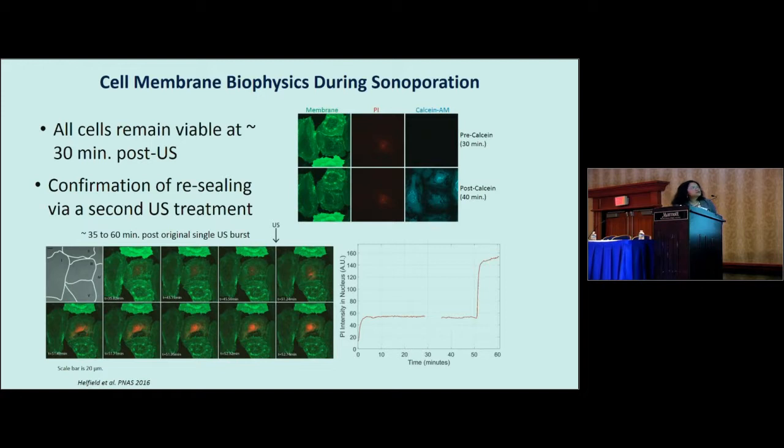The other experiment that we did was, in this particular example, the bubble was still there after the initial sonoporation event here, where you see the propidium iodide. And then what we did was we hit it because we thought, well, maybe it's just saturated and that's why it's plateauing. But then we hit it again, and you can see more propidium iodide come in, confirming that the initial event caused poration, there was sealing, and then another ultrasound pulse caused another poration event and further entry of propidium iodide.